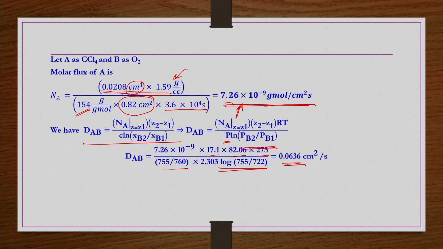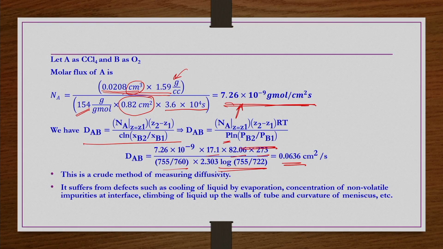These tubes, with the geometry that we have taken, are in general also used to measure diffusivity in a very crude way. It is a crude way because it has several drawbacks and defects. Cooling of the liquid by evaporation is not considered, concentration of non-volatile impurities at the interface is not considered, and climbing of liquid up the walls of the tube and curvature of the meniscus, etc., have not been considered.